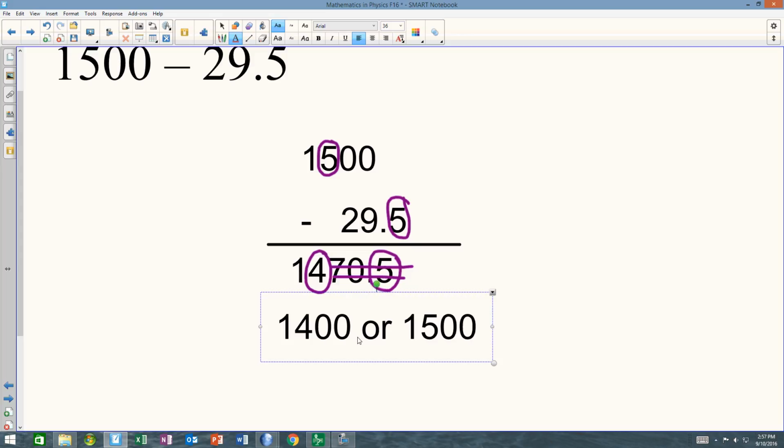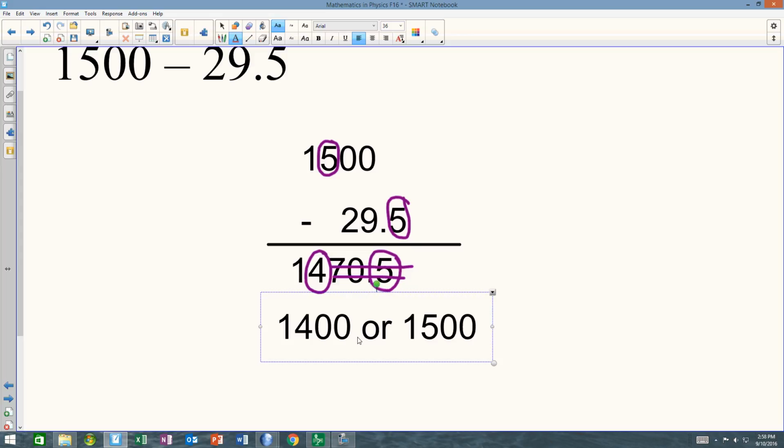How can you end up with the same number after subtracting something? Well, you have to remember that this 1,500, that 5 was guessed at. What if it was 1,600? What if it were 1,400? Does subtracting 30 from any number that uncertain matter? No, it doesn't.